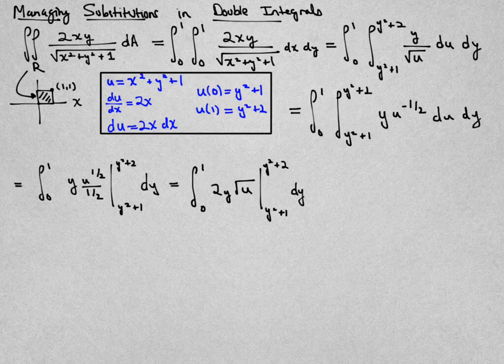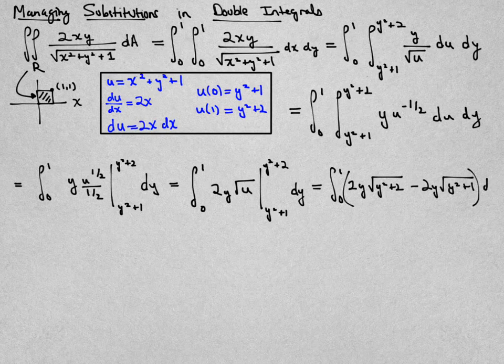So we're really looking at 2 times the square root of u. Again, y is just a constant in front. And we're going to evaluate that square root of u at each of those quadratic expressions. So y squared plus 2 and y squared plus 1 go in for u.